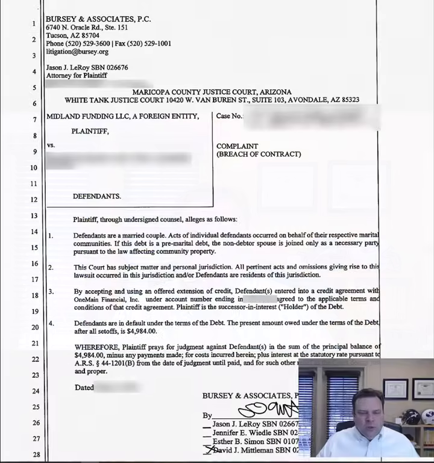Okay, so what you're looking at here on the screen is your run-of-the-mill generic complaint. This is the document that initiates the lawsuit that the debt collector has filed against you. You can see in this case that the plaintiff is Midland Funding, LLC. They're one of the largest debt buyers in the United States, and they file hundreds of thousands of lawsuits throughout the country. And so I thought we would use their complaint here as one of the templates.